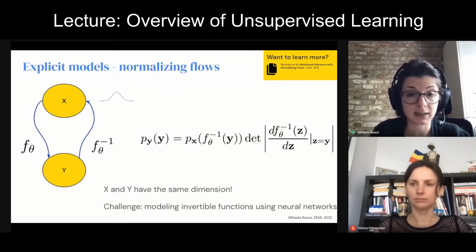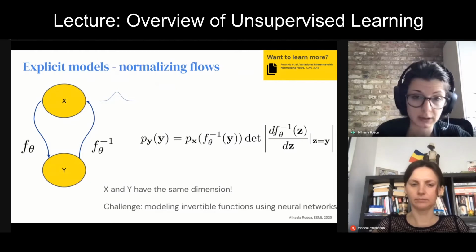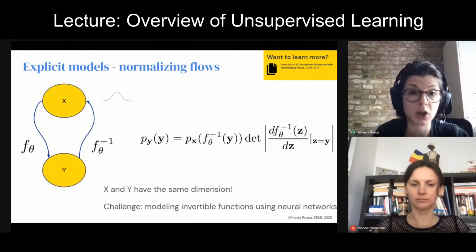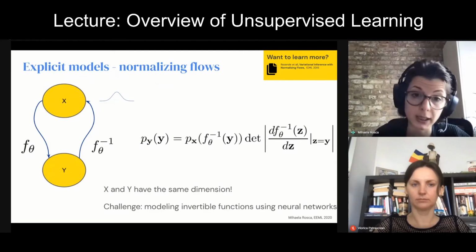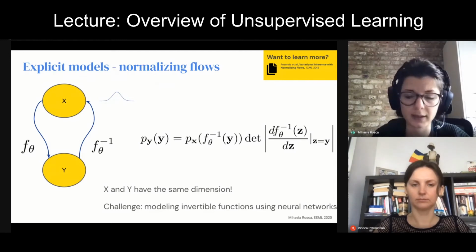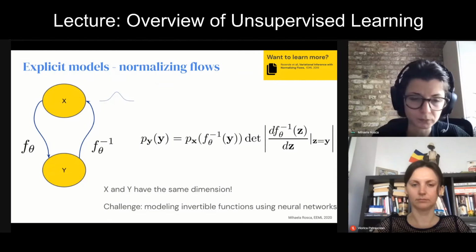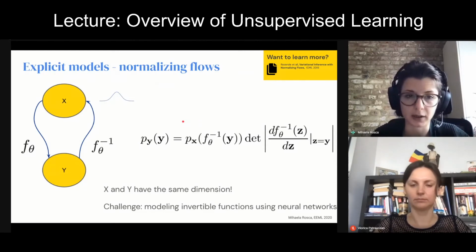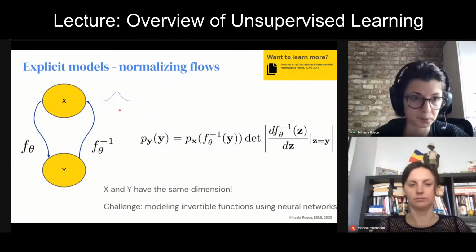Now, there's another type of explicit model that is very powerful and uses the change of probability formula. So we've already seen the product rule of probability. Now we're looking at another trick that we can use to define complex distributions. And this one now introduces an auxiliary variable. Here I'm going to call this x.